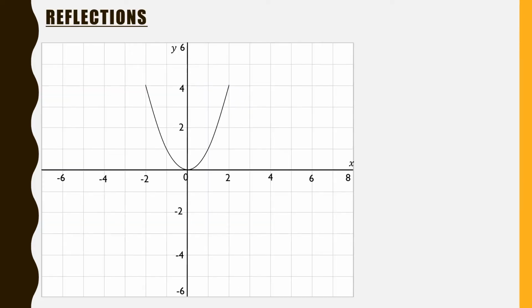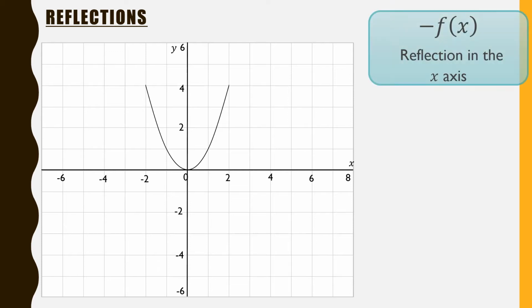So we're now going to be on to our next lot of graph transformations, which is reflections. Now, you know how to reflect a shape. You normally have to reflect shapes in lines, but this one will only link with the reflection in the x-axis and reflection in the y-axis. So we're going to start off with this one, minus f of x, so minus the function. This means we reflect it in the x-axis.